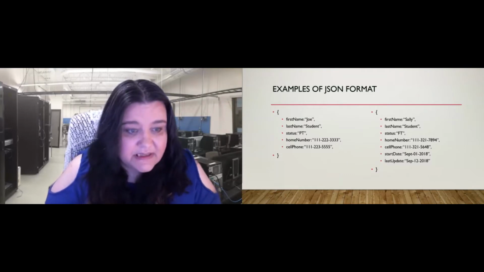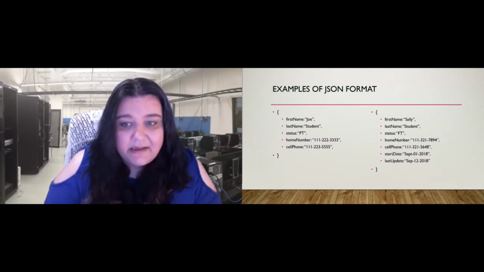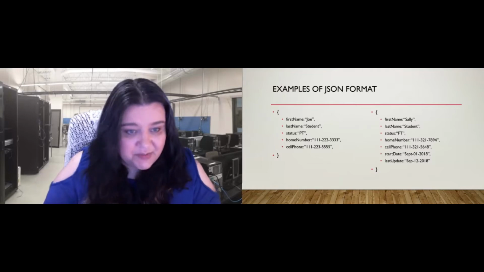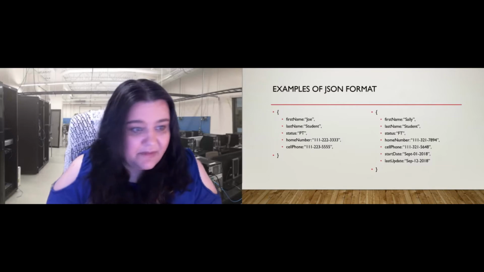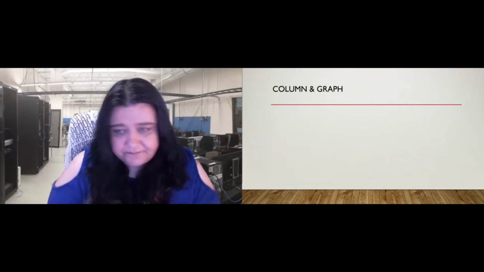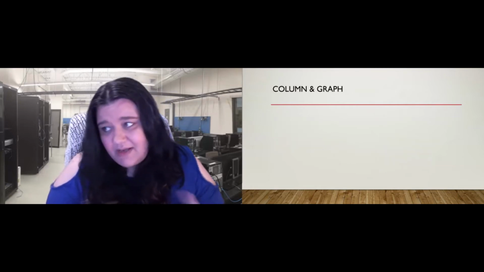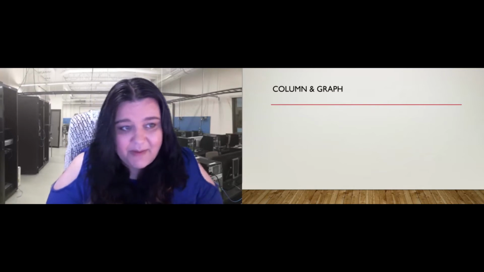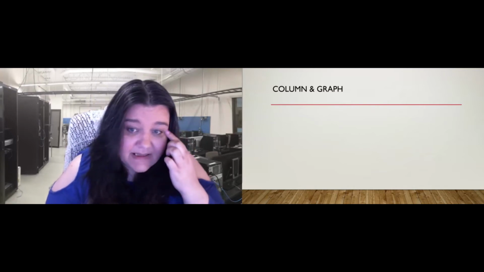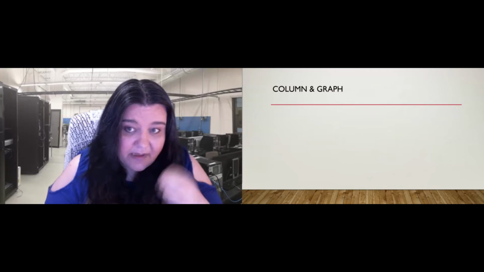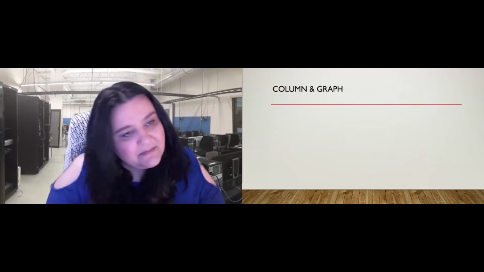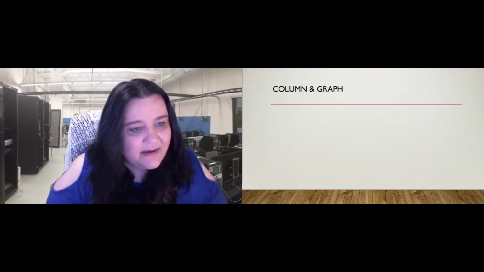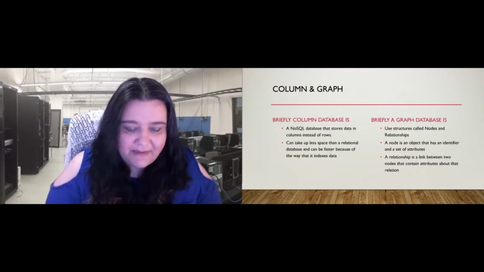So again, we're starting to see that flexibility where we can add these attributes as we go, and we don't have to store them if they don't have them. So I'm going to talk very, very briefly about column and graph databases. I don't have much experience with them, so I can't really explain them as well as I would want to. So I'll just talk about them briefly.